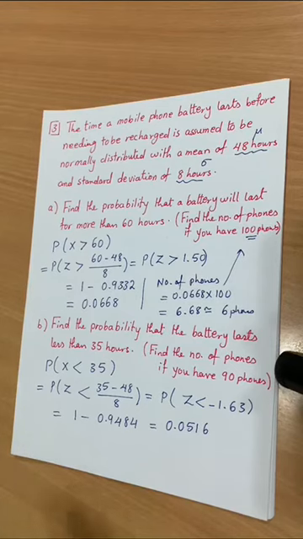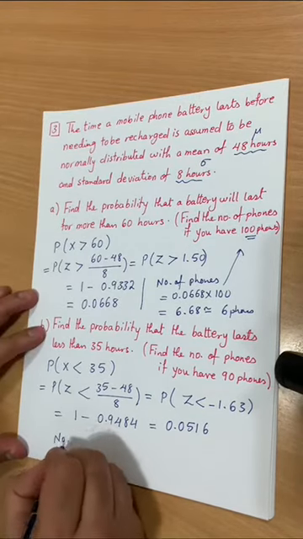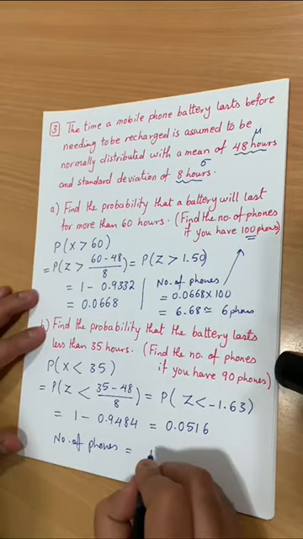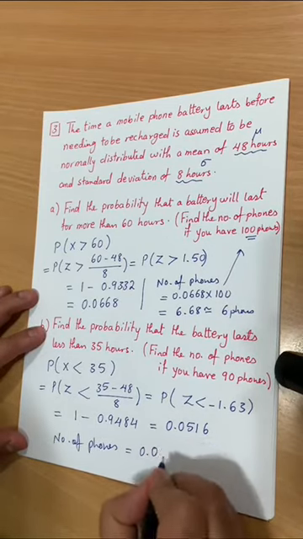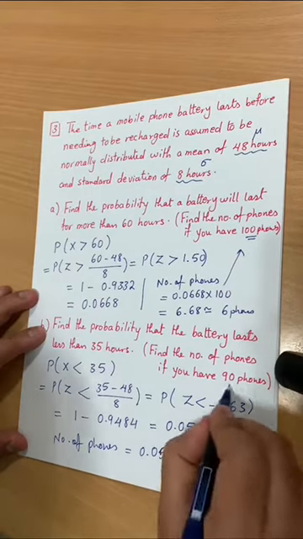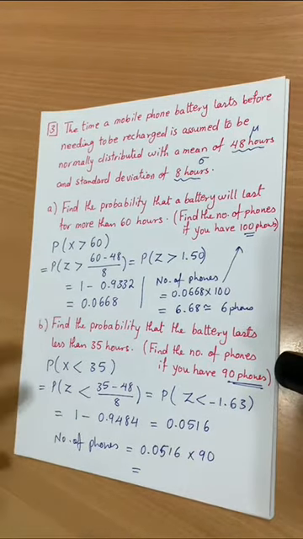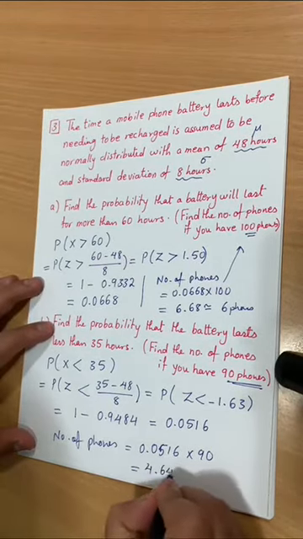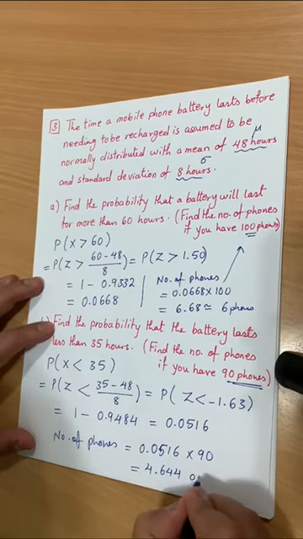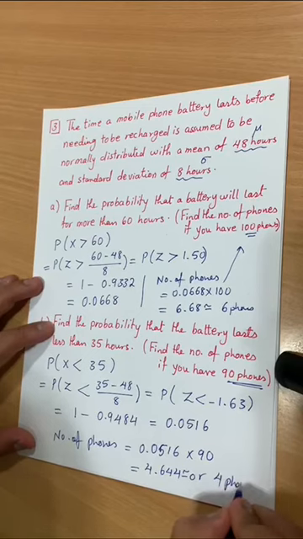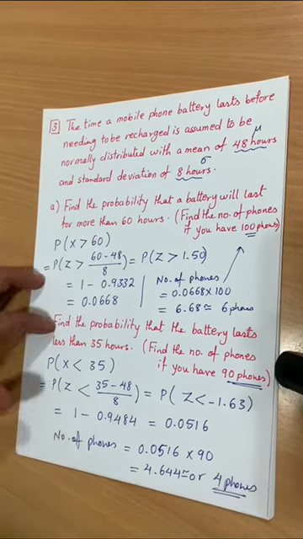This is the probability. If it's required to find the number, so number of mobile phones is equal to 0.0516 multiplying 90 phones. So multiplying that directly by 90 phones, the answer is 4.644, which is approximately equal to 4 phones. Thank you.